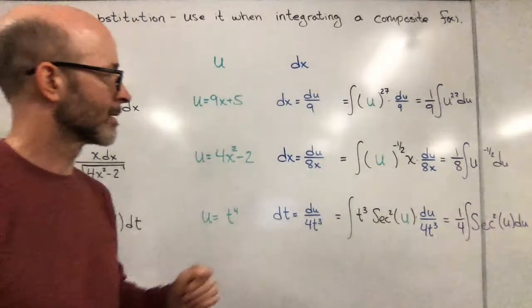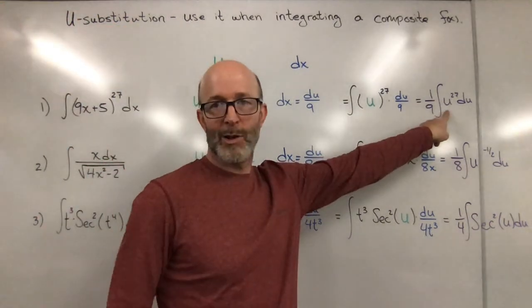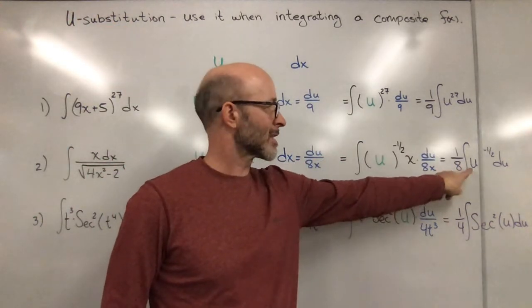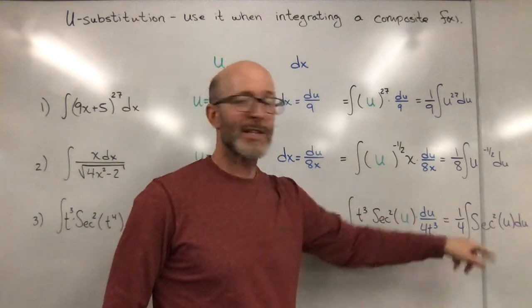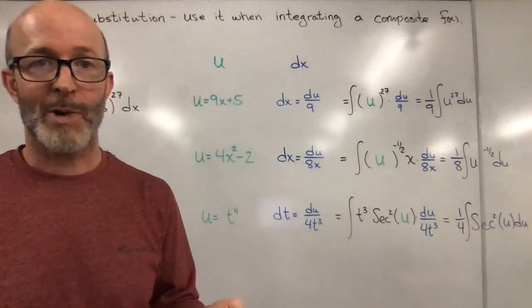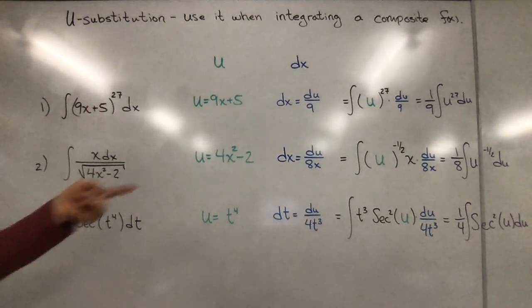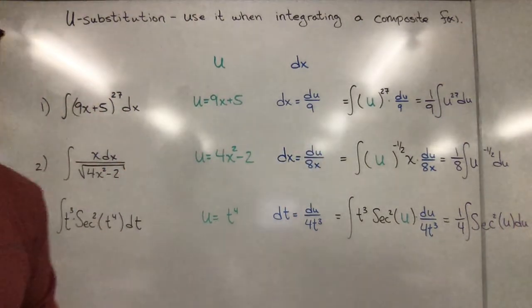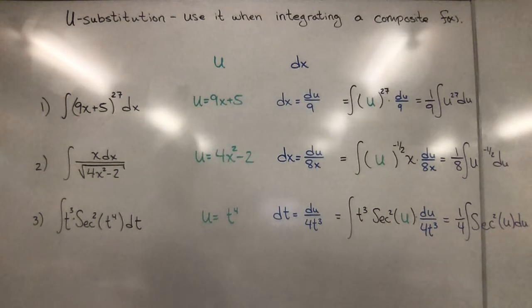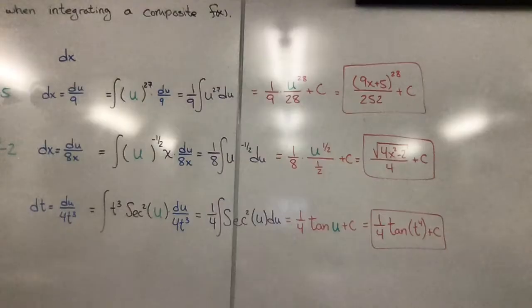Isn't that nice? Now, taking the integral of something to the 27th or to the negative 1/2, or even just secant squared really is no problem. The whole point is to rewrite the difficult equations, use substitution to make them much easier. And, I should say, if you are interested, the answers might look like this. I didn't want to leave you without the final answers.